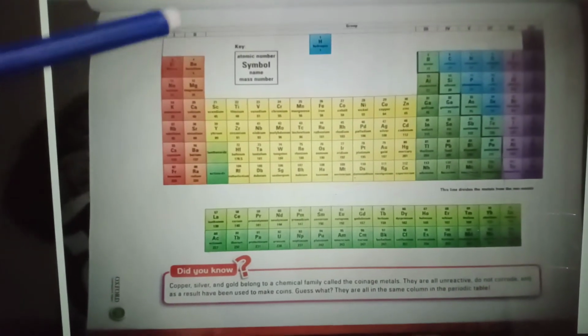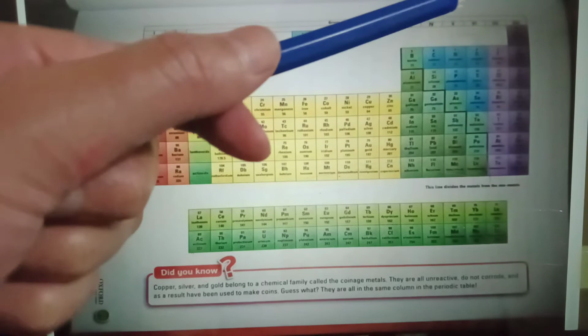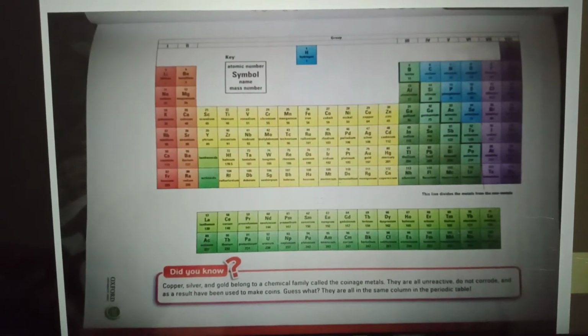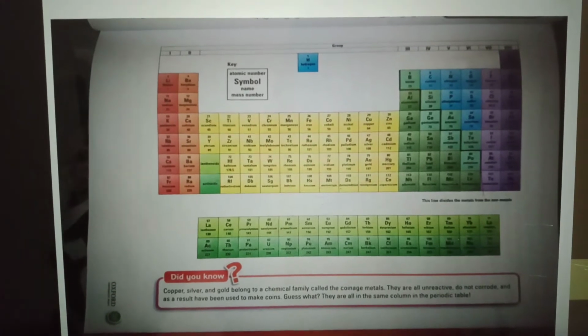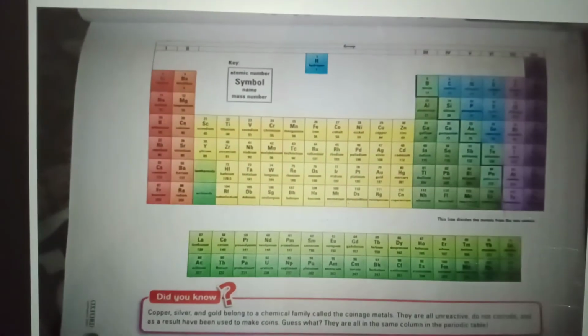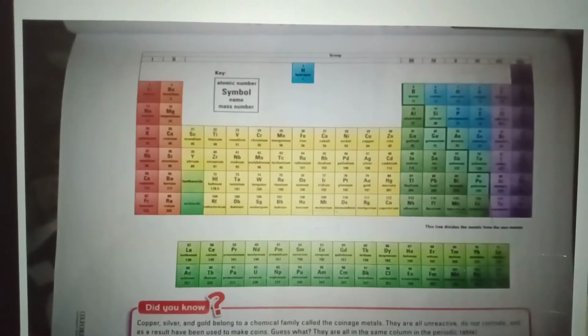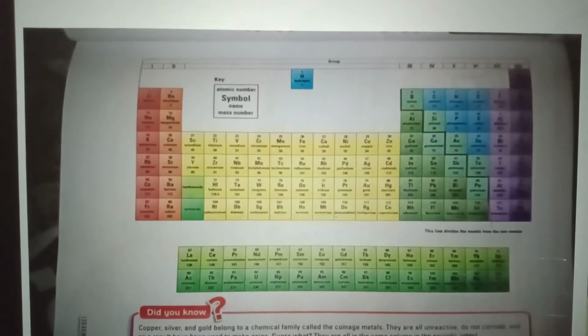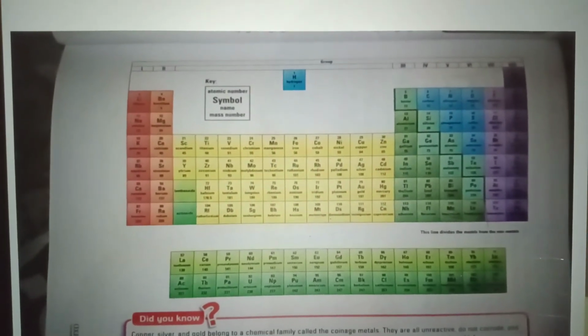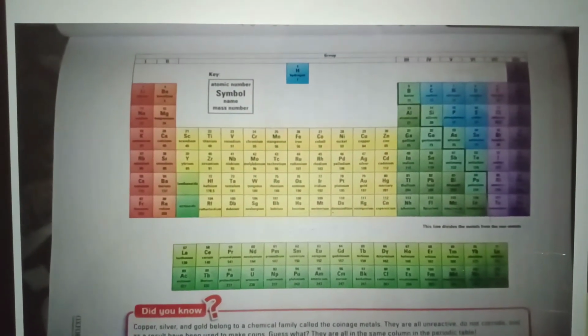This is group 1, 2, 3, 4, 5, 6, 7, 8. And group 7 of the periodic table contains the halogens. These are reactive elements because their atoms have one empty space in their outer shell. Halogens are colored gases and very poisonous.